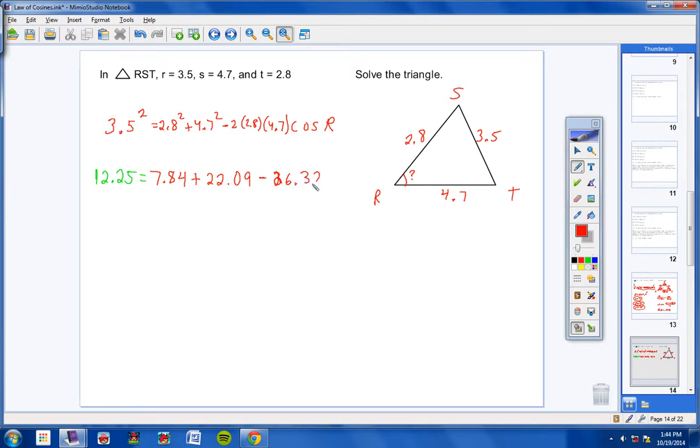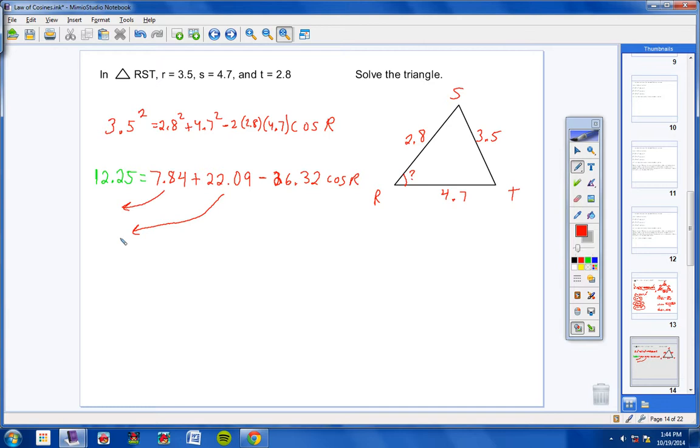26.32 cosine of r. Okay? Now, here's where we got to be very careful. We're solving for r, and we know that, okay? So it's totally fine to bring this over and make it negative. That's very normal. You should do that. And it's totally okay to bring this over and make it negative. That's totally normal. In fact, let's go ahead and do that real quick.